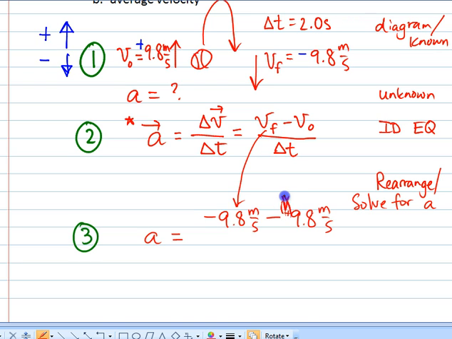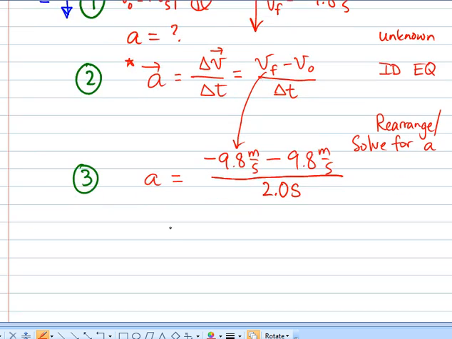Whoops. Let me try to get rid of that. Sometimes the stylus doesn't work so great. Alright, and we want to divide by the time interval, so that's 2.0 seconds. Okay? So here's where the plug and chug comes into play. That's going to be negative 19.6 meters per second divided by 2.0 seconds.